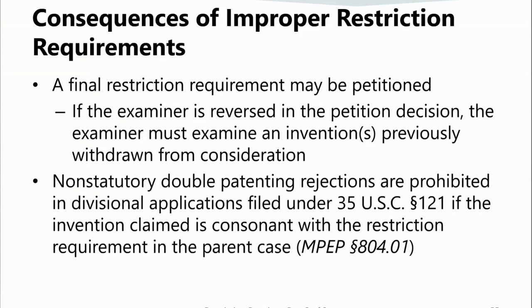Word of caution: improper restriction requirements have consequences. If the examiner is reversed in a petition decision, the examiner must then examine one or more inventions that were previously withdrawn from consideration. Also, the nullification of non-statutory double patenting as a ground of rejection or invalidity in divisional applications imposes a heavy burden on the USPTO to guard against erroneous requirements for restrictions where the claims define essentially the same invention in different language, and where acquiescence to the restriction requirement might result in the issuance of several patents for the same invention.